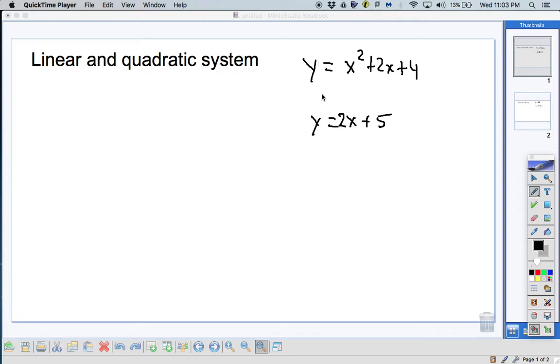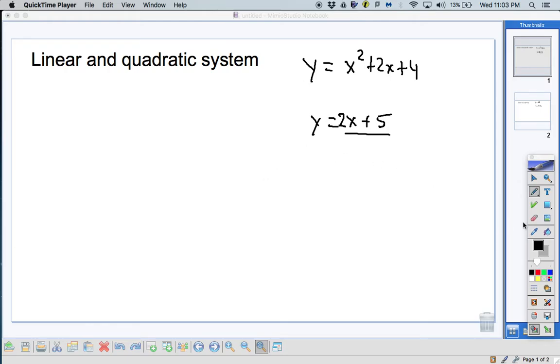When they're written in this form, you get a nice easy substitution right here. You're going to set them equal to each other because you can replace this y with what this y equals, which of course is 2x plus 5. If it's not in this form, it's quite easy to put the linear into y equals form. This is one of the most common ways to solve it: get your linear in y equals form and then plug it in where the y is on the quadratic.